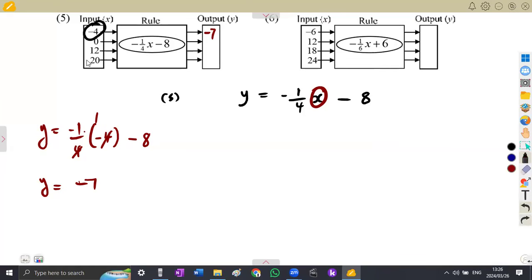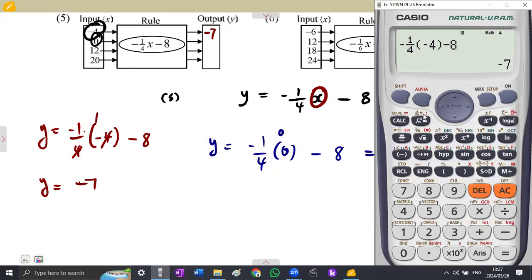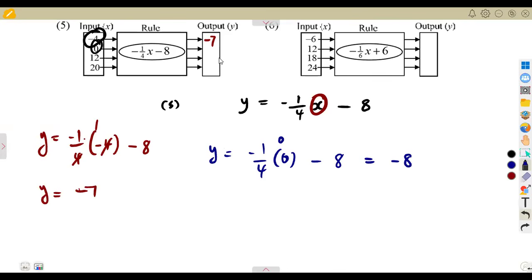With the same information, if our x is 0, we are going to substitute the same way. y is going to be minus 1 over 4 times 0 in place of x, then we subtract 8. Any number times 0 is 0, so we have 0 minus 8, which is minus 8. Or just substitute on your calculator in the bracket: delete this, put a 0 there, and it gives you minus 8. Exactly the same answer that you obtain by normal calculation, but use your calculator to verify. So this is minus 8.